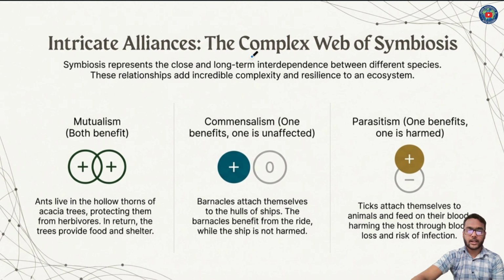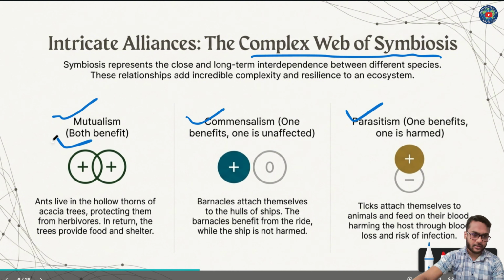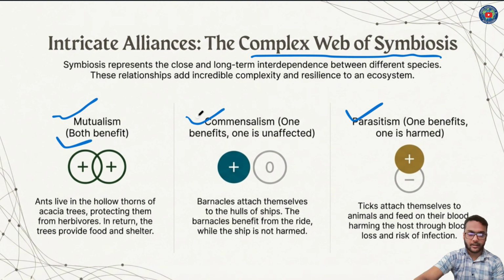Now, the complex web of symbiosis. Symbiosis represents the close and long-term interdependence between different species. These relationships add incredible complexity and resilience to an ecosystem. Mutualism, commensalism, and parasitism. Okay, mutualism means both benefit. Ants live in the hollow thorns of acacia trees, protecting them from herbivores. In return, the trees provide food and shelter. That means they benefit from each other.